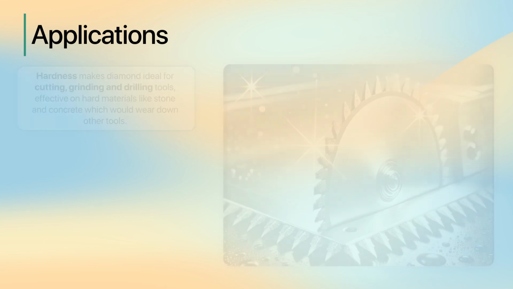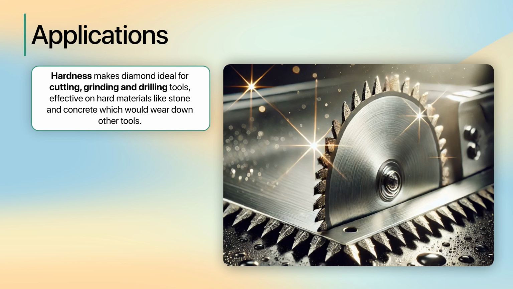Due to its unique properties, diamond is used in various industrial applications. Its hardness makes it ideal for cutting, grinding, and drilling tools. Diamond-tipped saws, drill bits, and grinding wheels are highly effective for working with hard materials like stone, concrete, and metals which would quickly wear down other types of cutting surfaces.